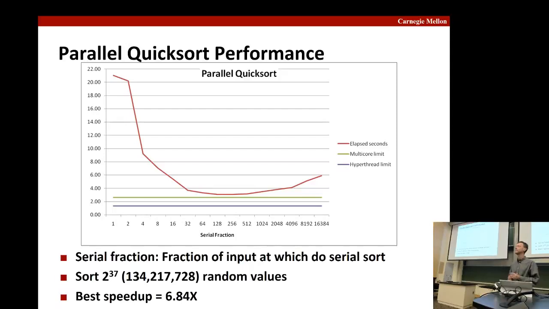All right, so how does it do? So our parallel quicksort, we're sorting 2 to the 37th random values in this particular case. And what we're plotting here is where our cutoff is. What fraction of the input do we decide that now's the time to transition to serial sort? So if 1 means we do serial the whole way, that's way up here. And so forth.